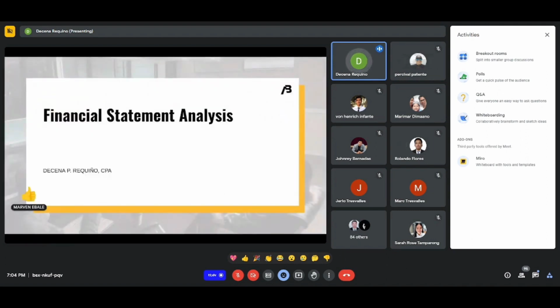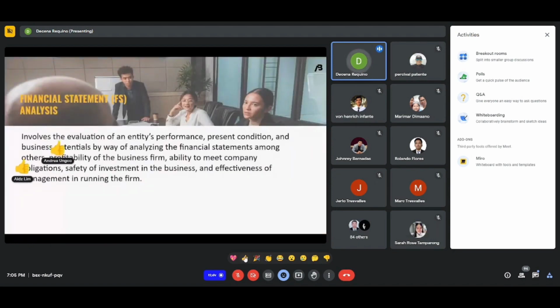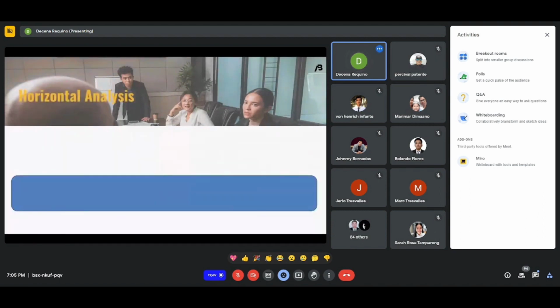Next is the financial statement analysis. Financial statement analysis involves the evaluation of an entity's performance, present condition, and business potential by way of analyzing the financial statement, among others. Profitability, the business firm's ability to meet company obligations, safety of investment in the business, and the effectiveness of the management in running the firm.